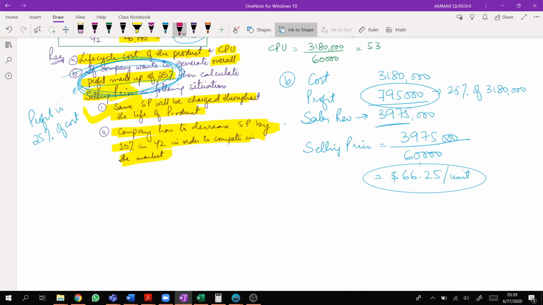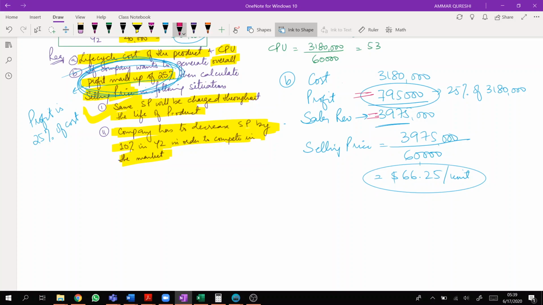See, what we will do is, we have to generate profit of 795,000, right? And we have to generate a sales revenue of 3,975,000 for that. But the problem is that if we want to generate this profit, we have to reduce selling price by 10% in the second year, right? So what we can do is, I'm just writing a statement and let's try to solve this. Try to understand this statement.